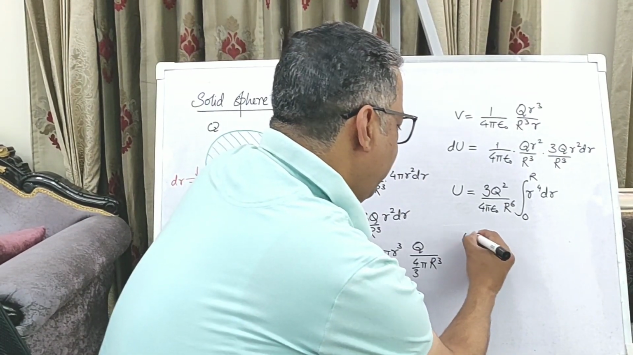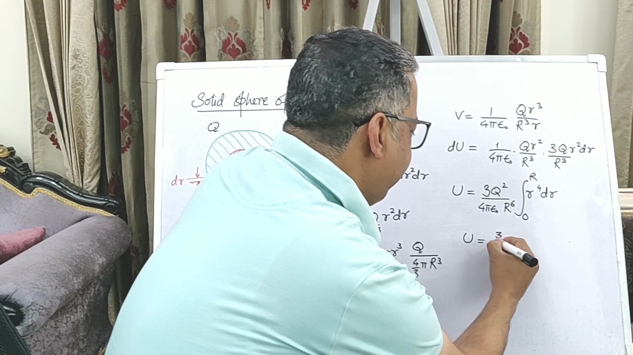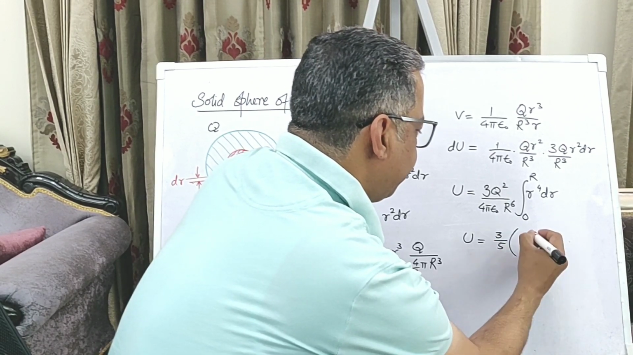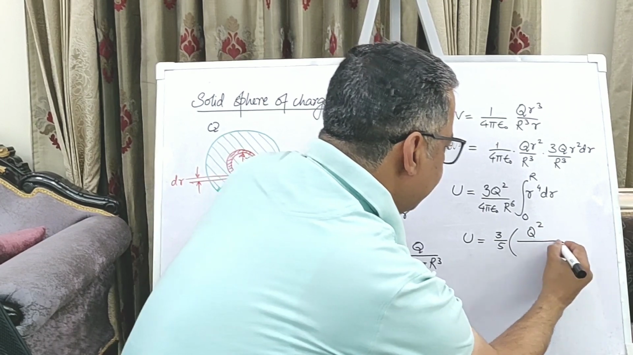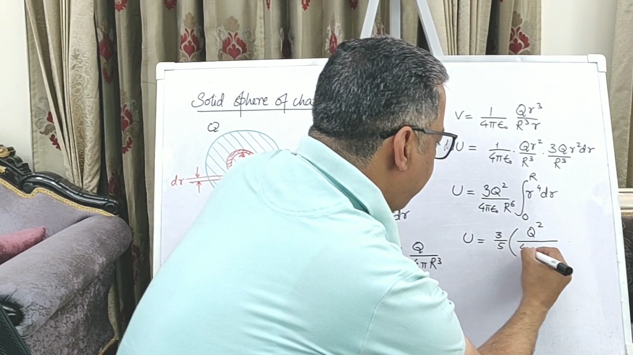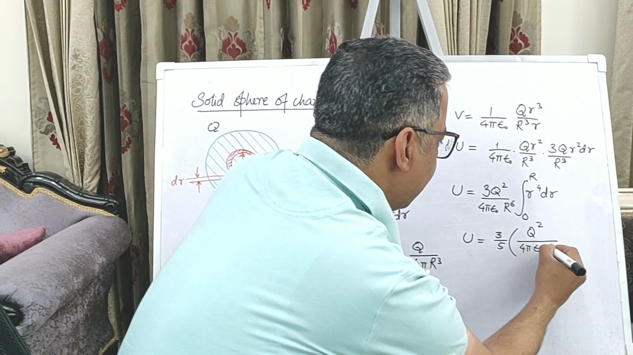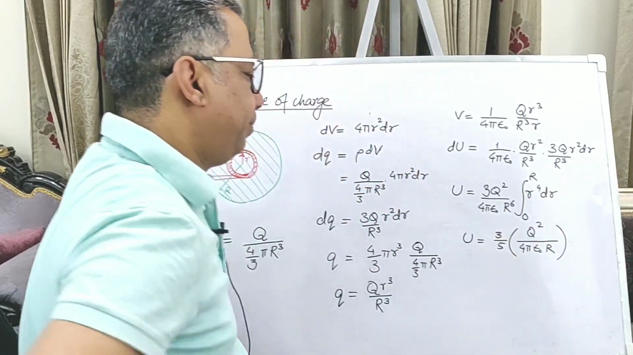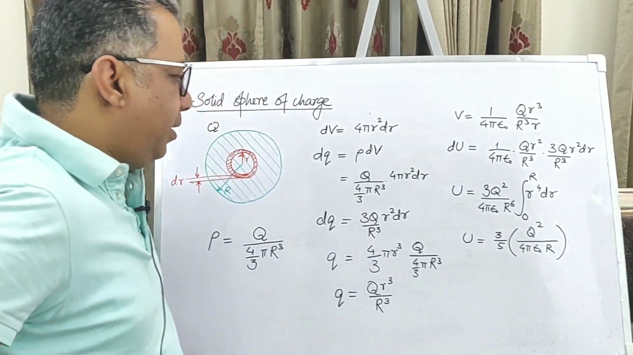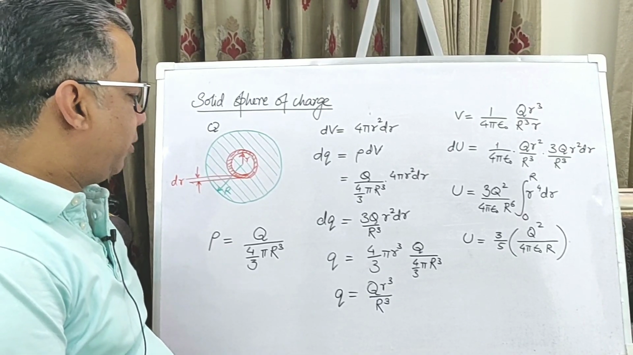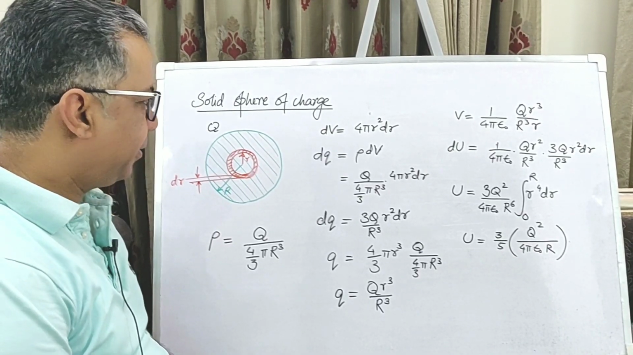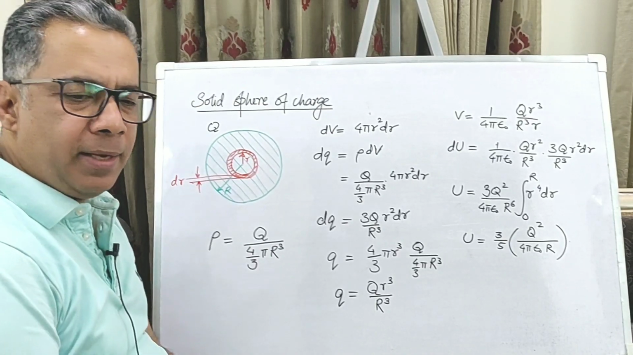and so U will be 3 by 5 times Q square by 4 pi epsilon naught R. This is the potential energy of a solid sphere of charge.